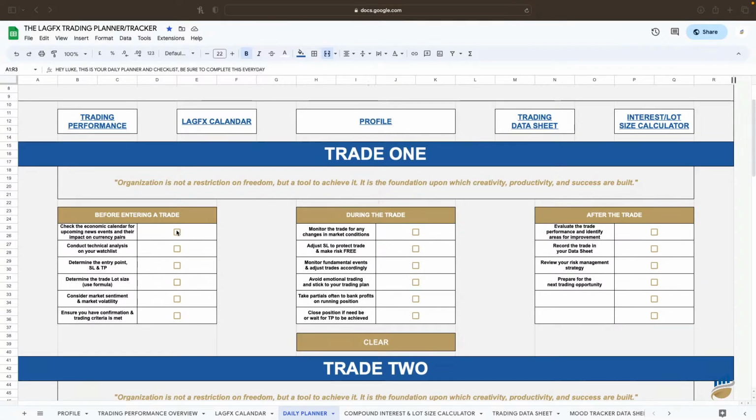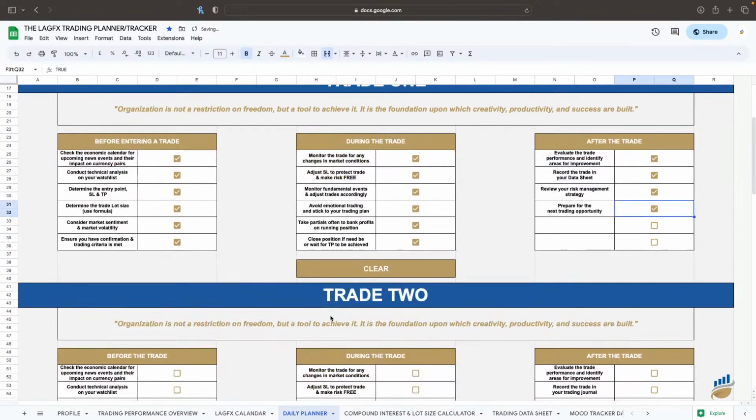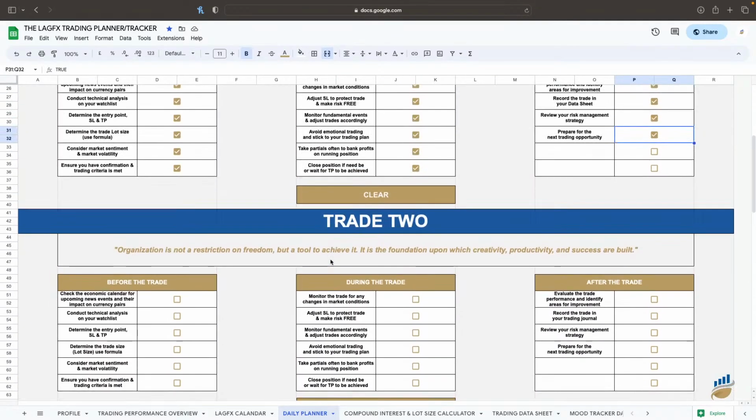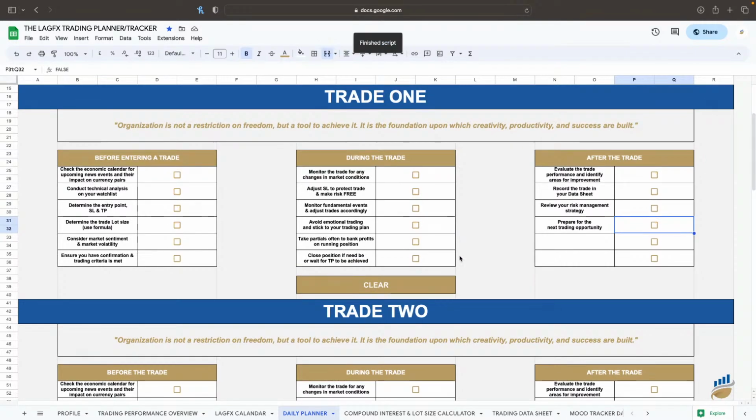So here, obviously, you would have your step-by-step guide, and once you've ticked all of these boxes, perfect, you followed your trading plan exactly as you should. Hopefully it's a profitable position. Boom, you place another position and do the same. You go through your whole trading plan, make sure everything is ticked, and once you're done, click clear and you can go again. These can be changed and edited according to your trading plan. These are just to my trading plan and how I like to trade, so they can be changed to suit your needs.